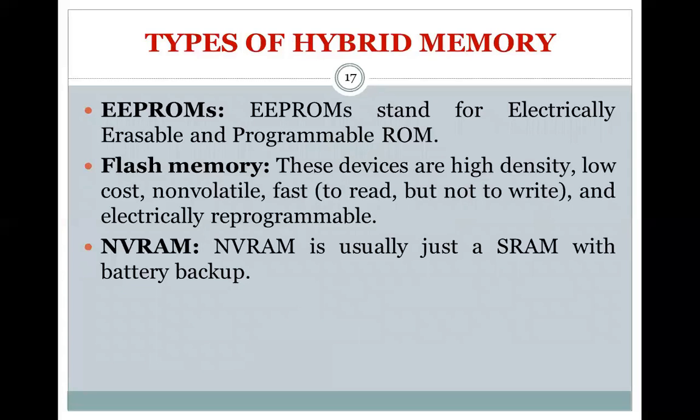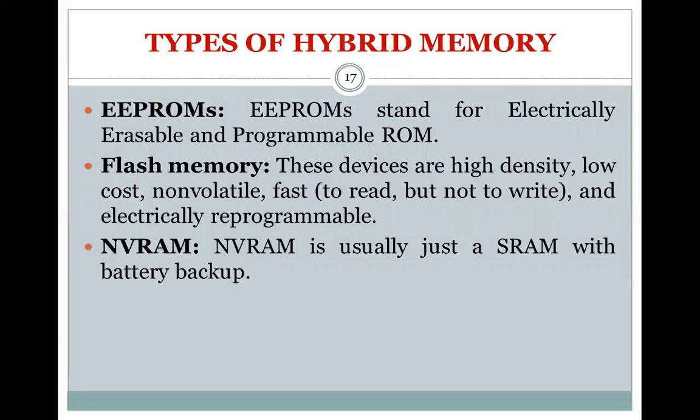Now coming to other types of memories, that is hybrid memory. EEPROM, electrically erasable programmable ROM, is the same as EPROM, but the erase operation is performed electrically. Any byte in EEPROM can be erased and rewritten as desired. The second type of hybrid memory is flash memory. These devices are high density, low cost, non-volatile, fast to read but not to write, and electrically reprogrammable.